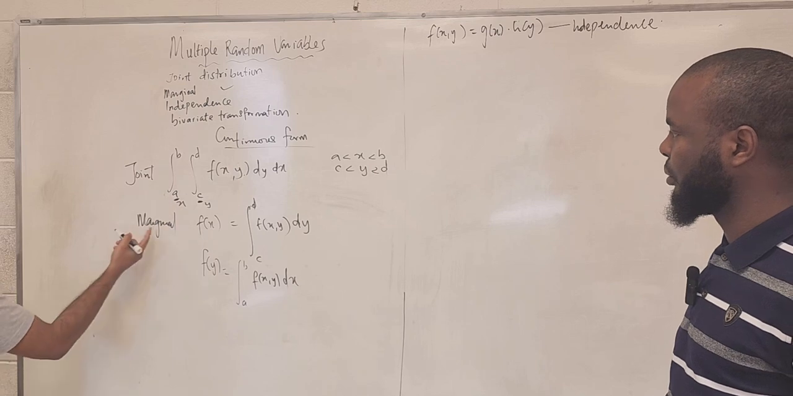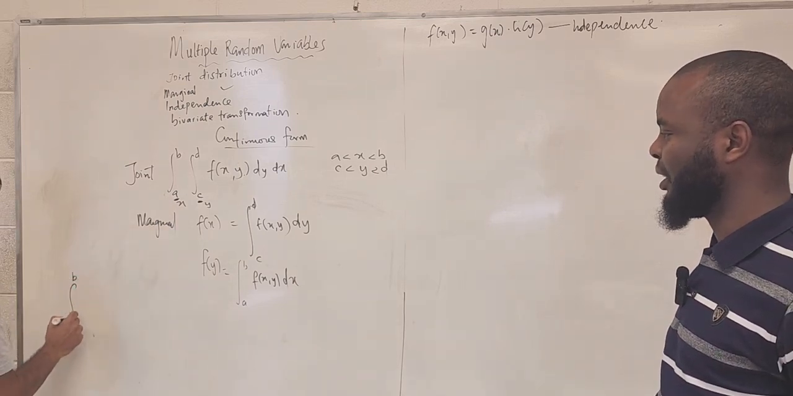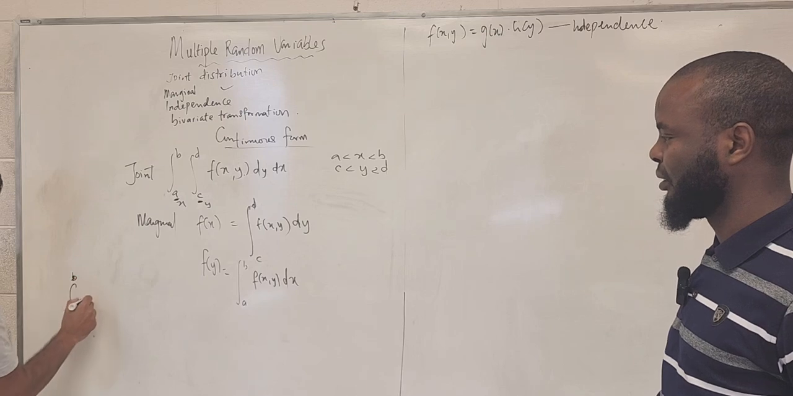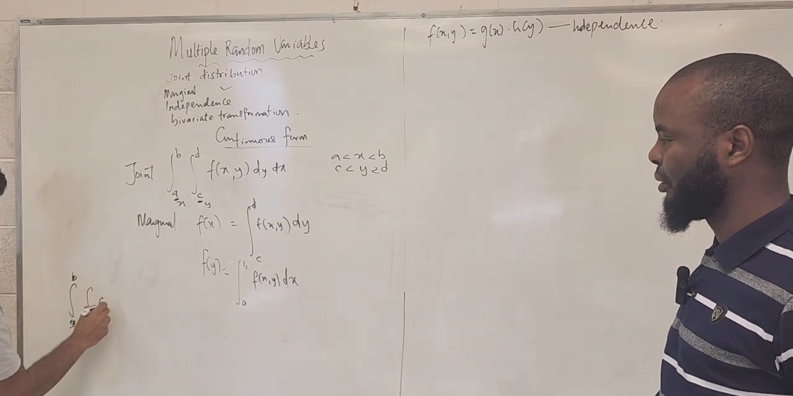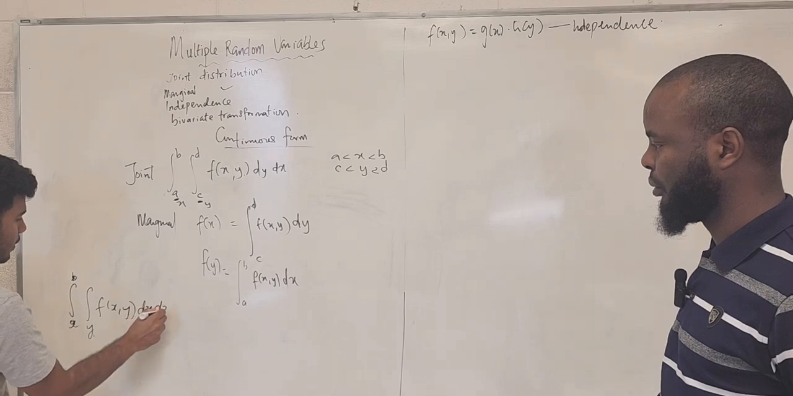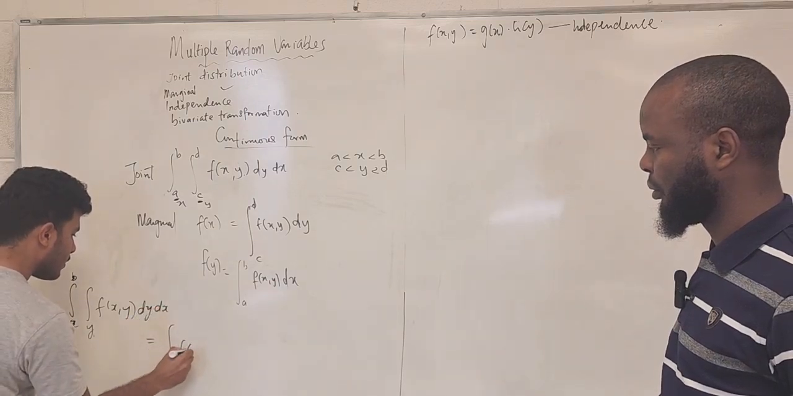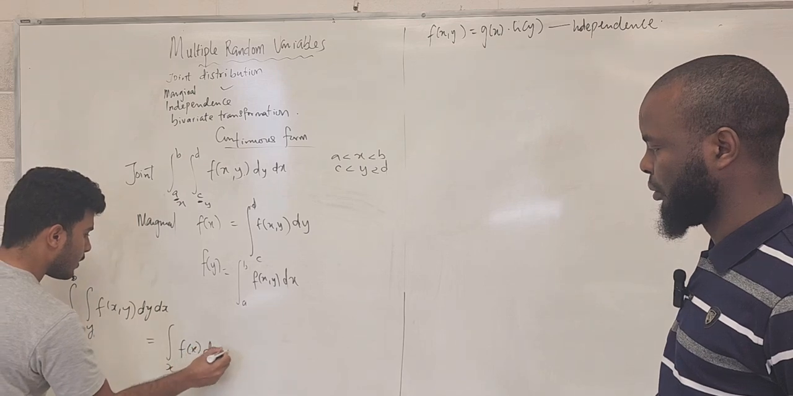The joint distribution is independent. Yes, write it, I understand what you're saying now. I will use x and y: the double integral of x, y, f of x, y, dy, dx is equal to the integral of x f of x dx.